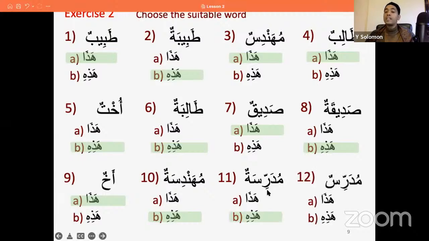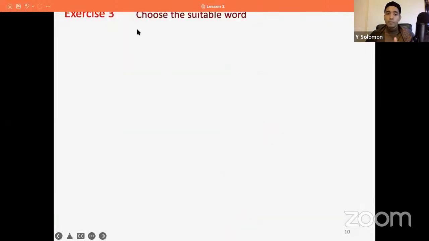Correct. مدرس, last one of this section. Is it هذا or هذه? Excellent. Okay. Now let's turn it up a level. Have a look at this word over here, صديق. So we know this would be هذا صديق, right? Because the word صديق is a masculine word.